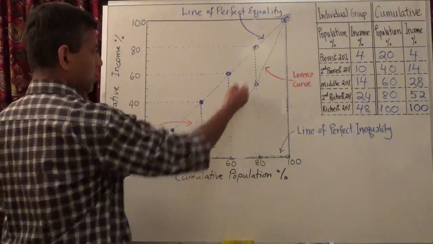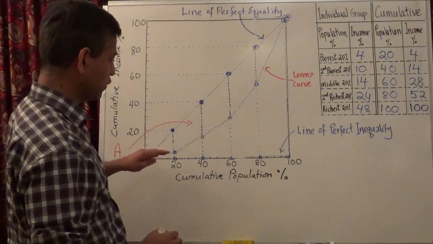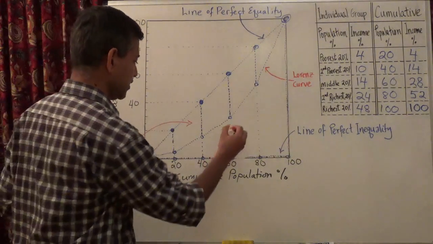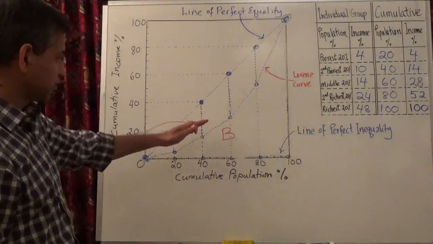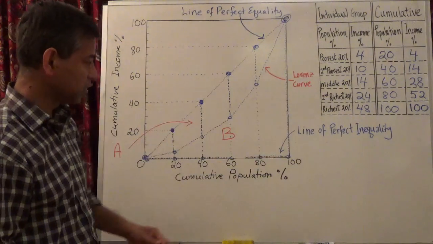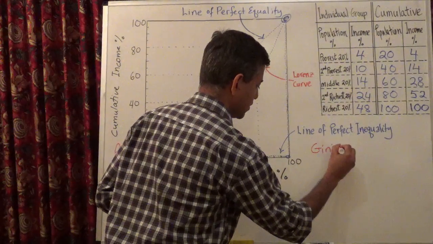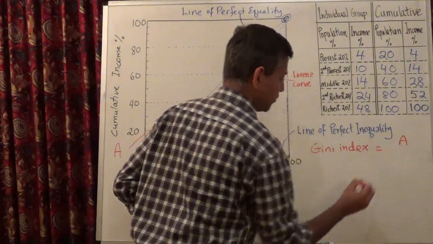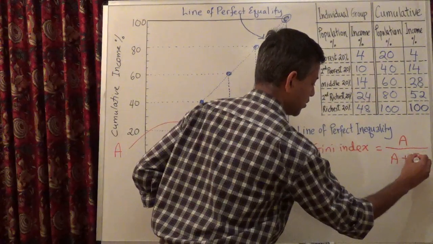of the whole area between the Lorenz curve and the line of perfect equality as area A, and think of the area beneath the Lorenz curve up until the line of perfect inequality as area B. Okay, so the area above the Lorenz curve until the line of perfect equality is A, and the area beneath the Lorenz curve until the line of perfect inequality is area B. Therefore, the Gini index could be written as the area of A divided by the area of A plus B.